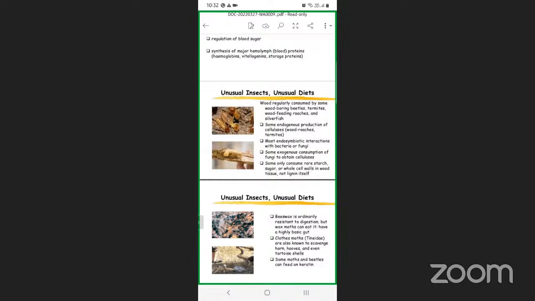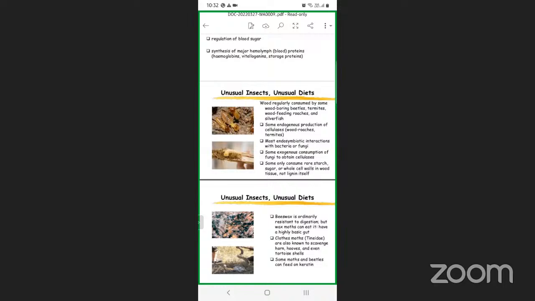these are the insects which live on decaying flesh, dung, leaf litter, like that. And when we see the microphagous insects, they totally depend on the decaying organic material, for example Drosophila melanogaster.